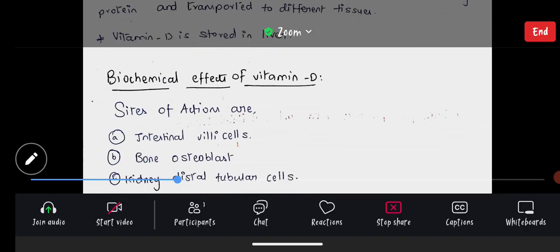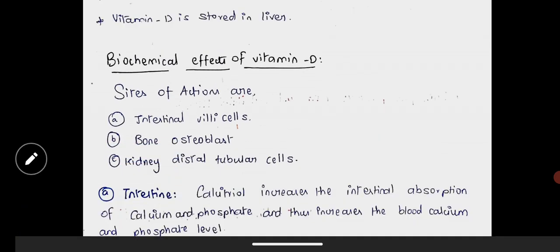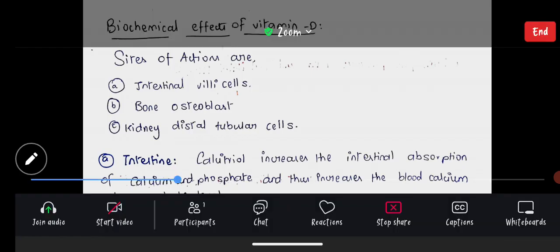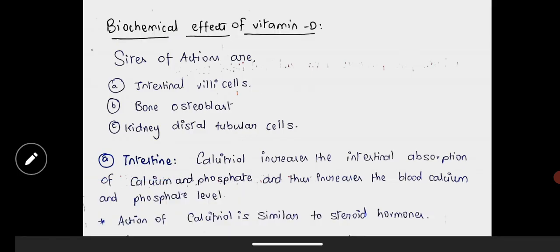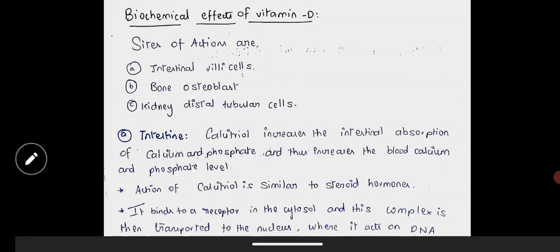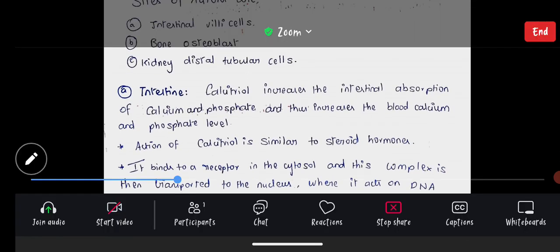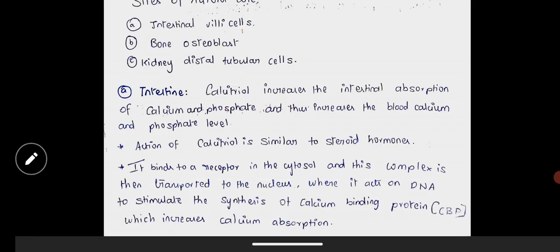Okay, what are the biochemical effects of vitamin D? The major sites of action of vitamin D are the intestinal villi cells, bone osteoblasts, and kidney distal tubular cells. How does it act in the intestine? We saw that calcitriol plays an important role in calcium absorption and transportation and maintaining the blood calcium level. In the intestine, calcitriol increases the intestinal absorption of calcium and phosphate and increases the blood calcium and phosphate level.